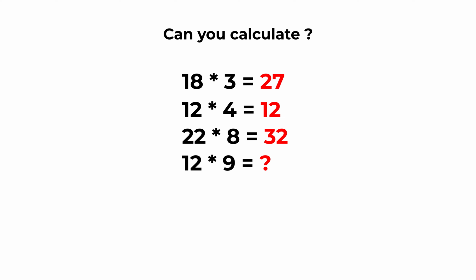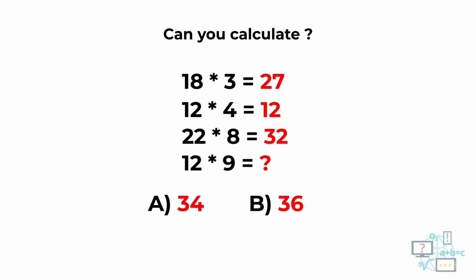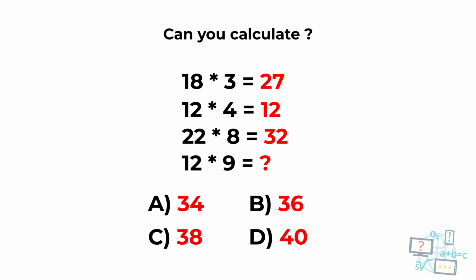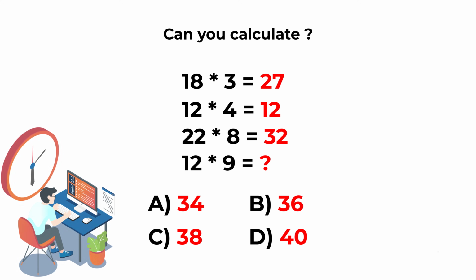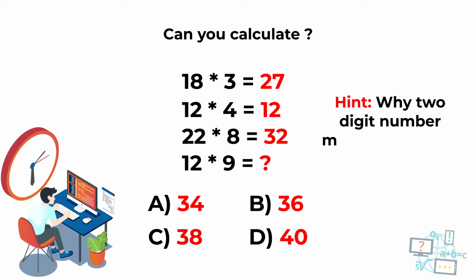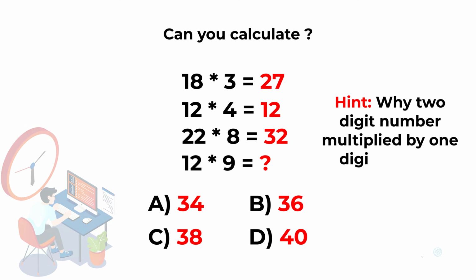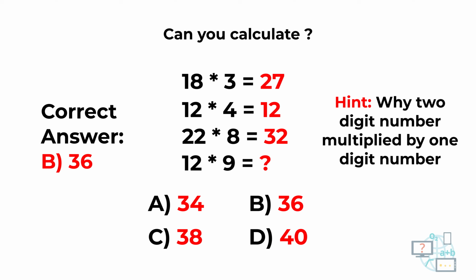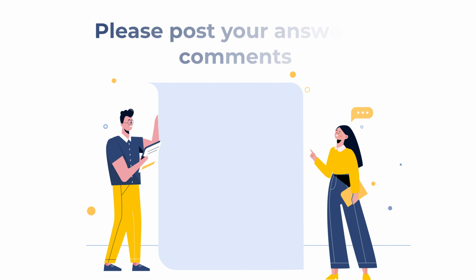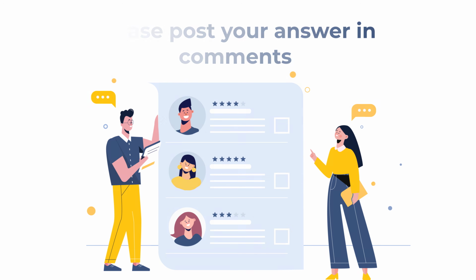You have 4 different choices. Choice A, 34. Choice B, 36. Choice C, 38. And choice D, 40. Do you see the answer? Give yourself a little bit of time because the answer may not be obvious. I'm going to give you a quick hint. Do you know why it's always 2-digit number multiplied by 1-digit number? The correct answer here is choice B, 36. If you figured it out, please make sure to post your solution in comments.